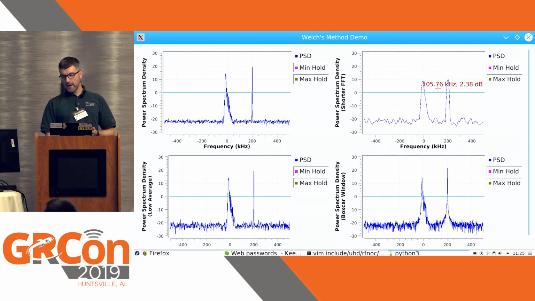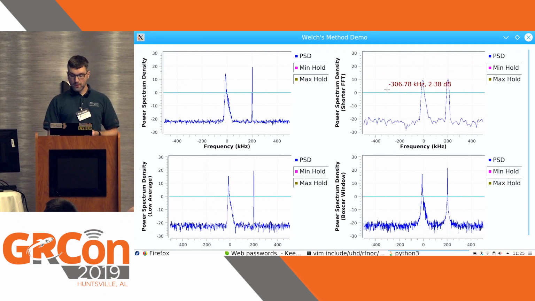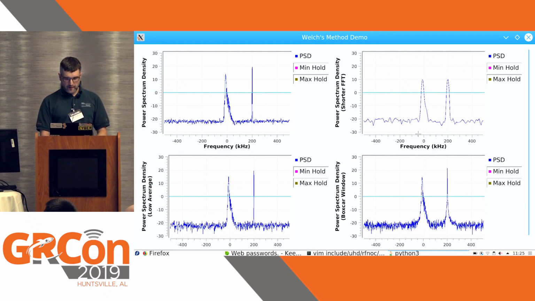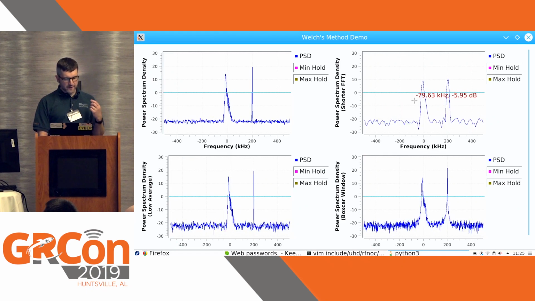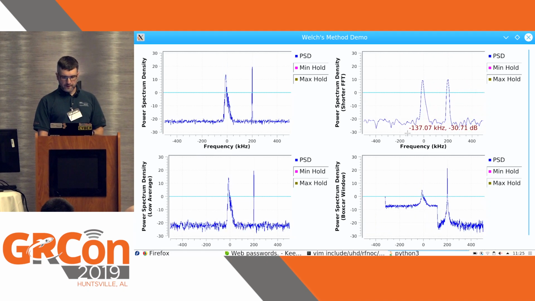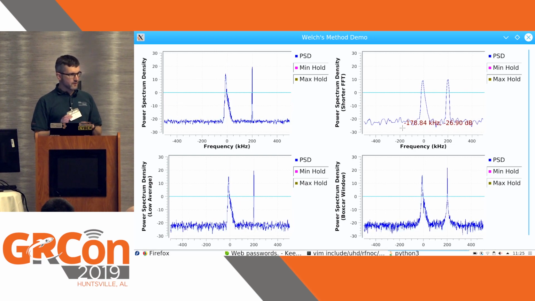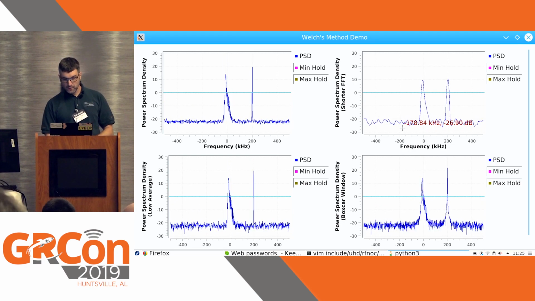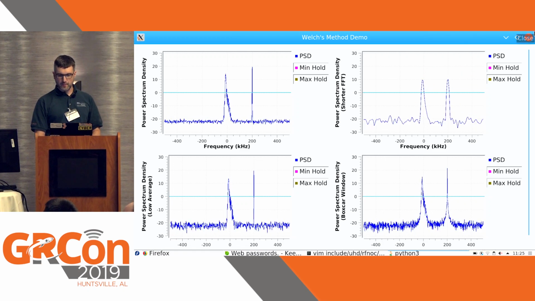You can see here I have a smaller F of t size, so it's a little bit more coarse. And there are various other parameters that we can change here to get different types of estimates. I'll go into those in a little bit. The point is these are all valid spectral estimates. They're all different because they all serve a different purpose, and they all use the same algorithm with different parameters.